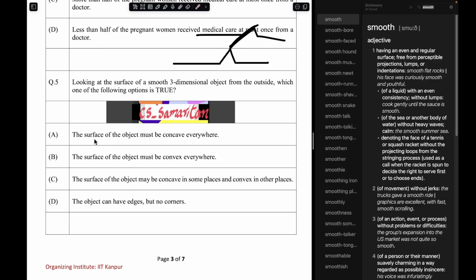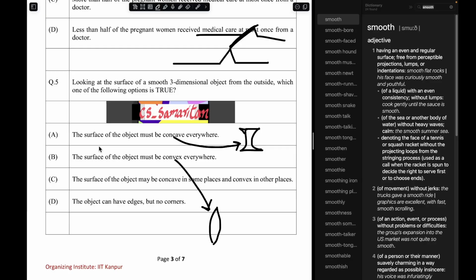The first statement reads, the surface of the object must be concave everywhere. What does concave mean? And here convex is also used. What do concave and convex mean? In 11th and 12th physics, there was this concept of concave and convex lenses, right? So I will remind you of that concept. This kind of lens is your concave lens, while this kind of lens is your convex lens. Now what does concave mean? Concave basically means something that is bent inwards.